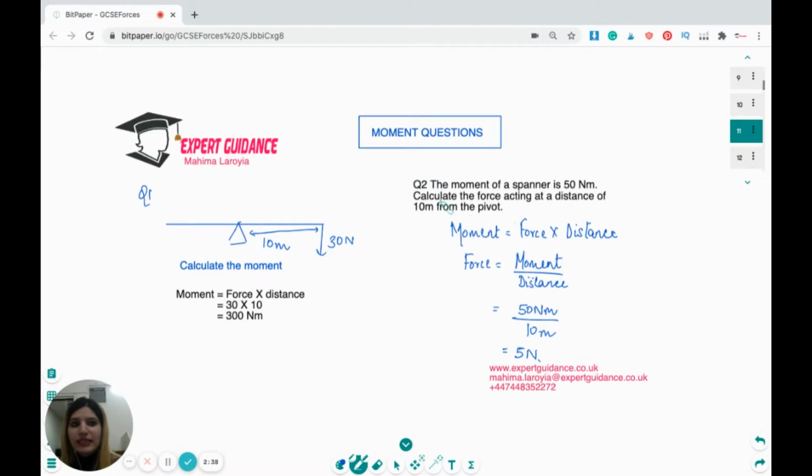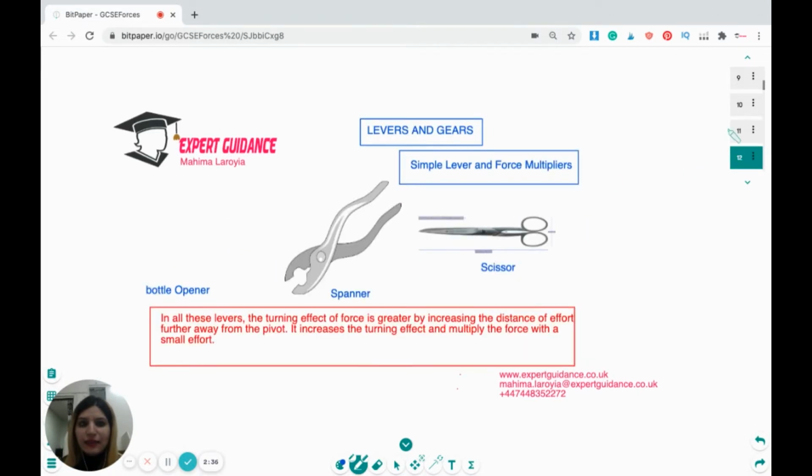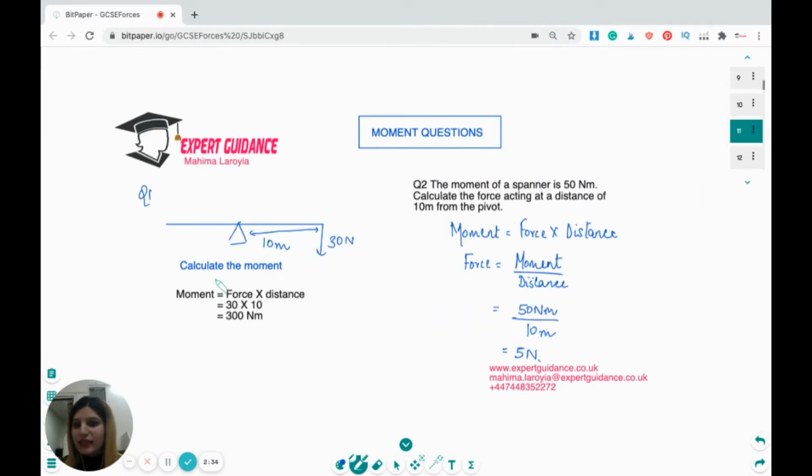Okay, so there are a lot of moment questions that are asked in the exam. So you can take a look at this example. The first one is calculate the moment. The distance from the pivot is 10 meters. The force is 30 newtons. So we do force times the distance. Remember, it's the perpendicular distance from the pivot. So 30 times 10, 300 Newton meters is the moment in this case.